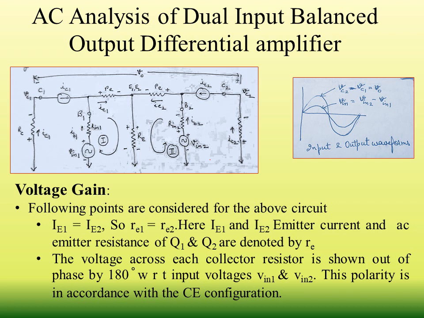Also, the voltage across each collector resistor is shown out of phase by 180 degrees with respect to input voltages VIN1 and VIN2 as shown in the figure. The VIN2 polarity is just opposite to that of the collector voltage on both the sides, left hand side and right hand side. This is because the configuration that we have chosen is common emitter configuration, in which if the input voltage is positive going, then the output is negative going.